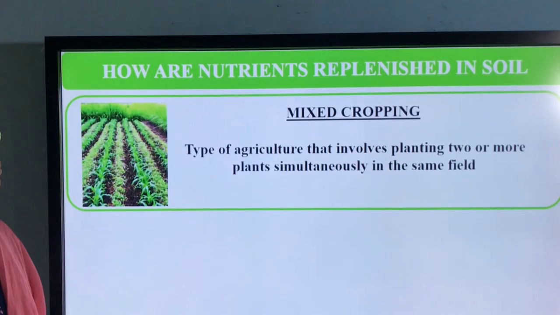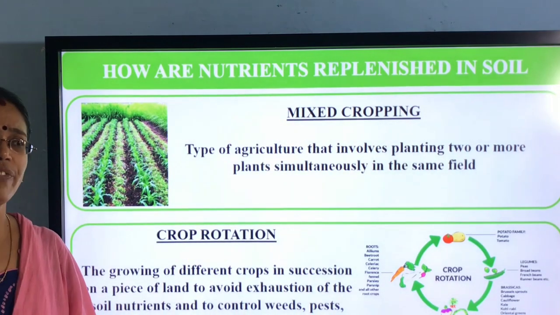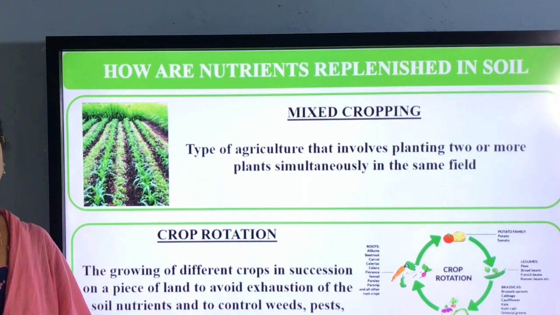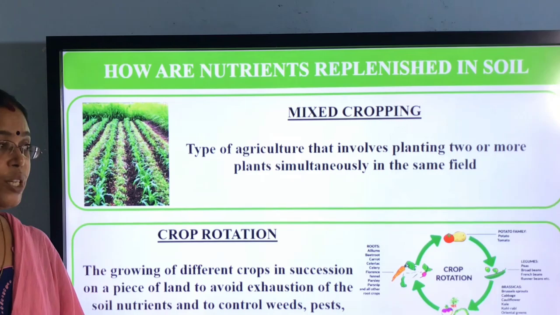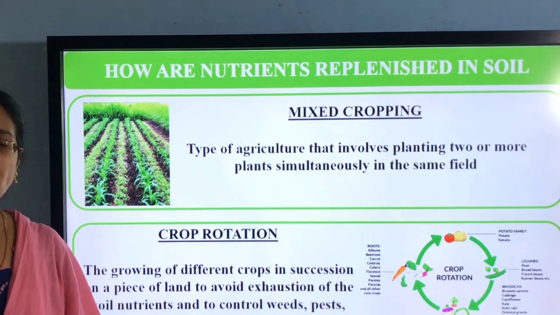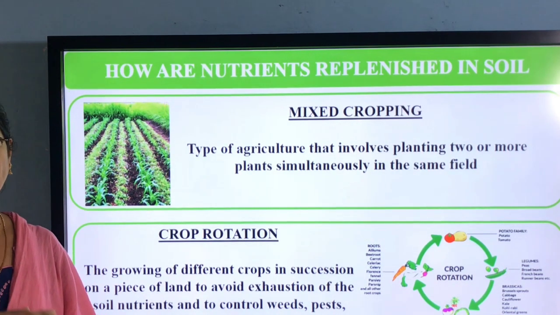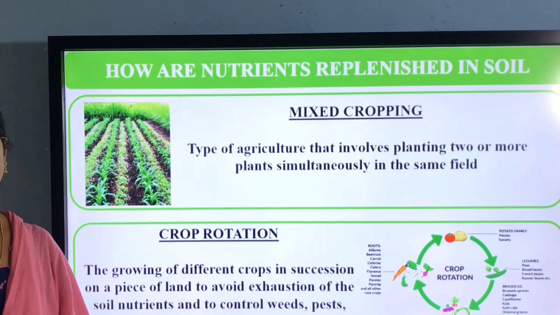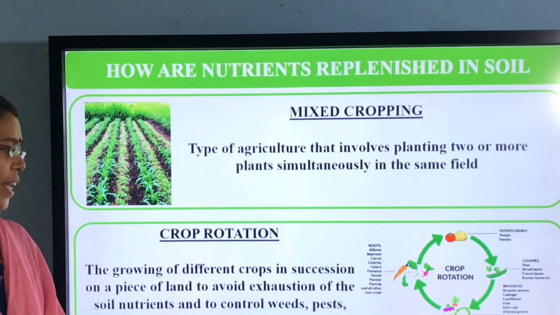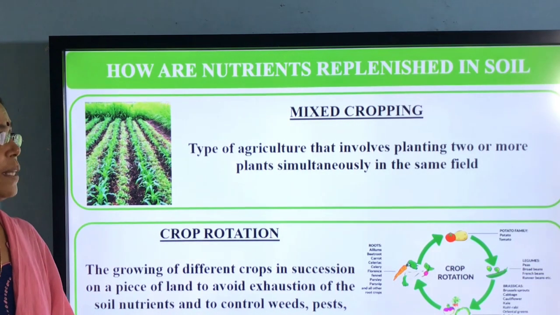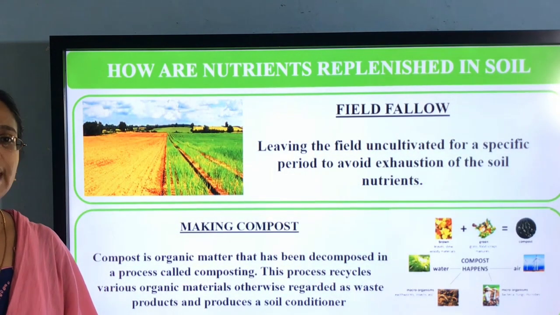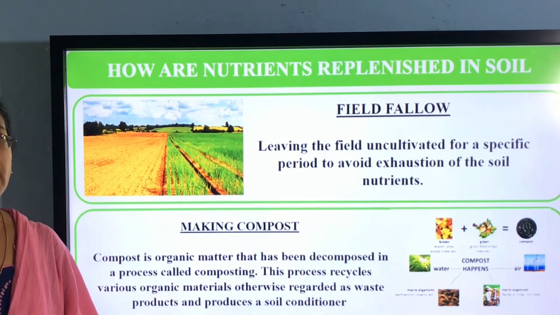The next method is mixed cropping. Mixed cropping means in one field at a time we can grow two or more crops. This also will enrich the nutrient content of the soil and also reduce the weeds, etc. Next type is crop rotation. Crop rotation means instead of growing the same type of crop every season, you can change the type of the crop and cultivate every time. So this also enriches the nutrient content. The next method is field fallow. Field fallow is leaving the field uncultivated for some period of time, which also enriches the nutrient content.